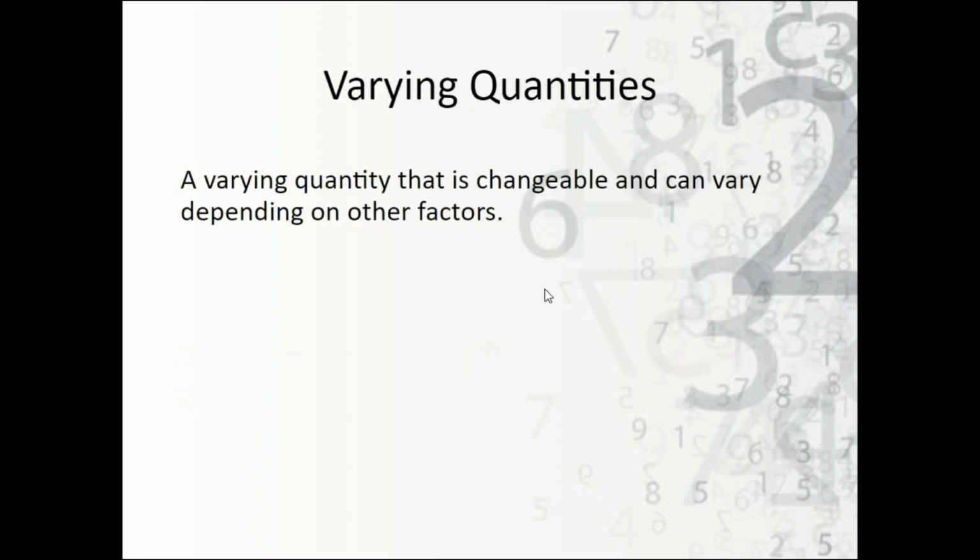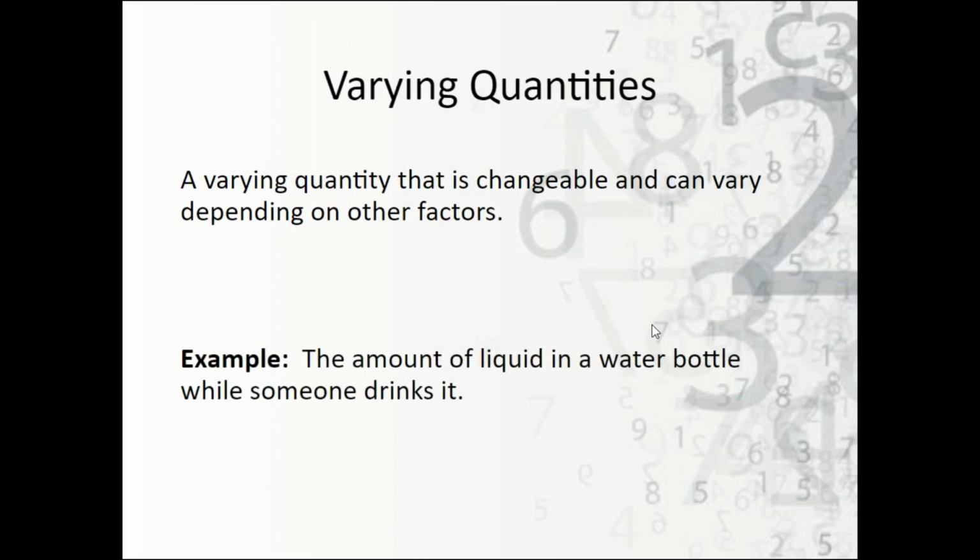Varying quantities change. So these are changeable quantities that depend on other factors. For instance, if we go back to our water bottle scenario, the amount of water in the water bottle changes, right? So I can fill it up, that means it's going to increase. I could drink some out of it or pour it out, and it's going to start to go down. So the amount of liquid in the bottle does change, but the size of the bottle doesn't.